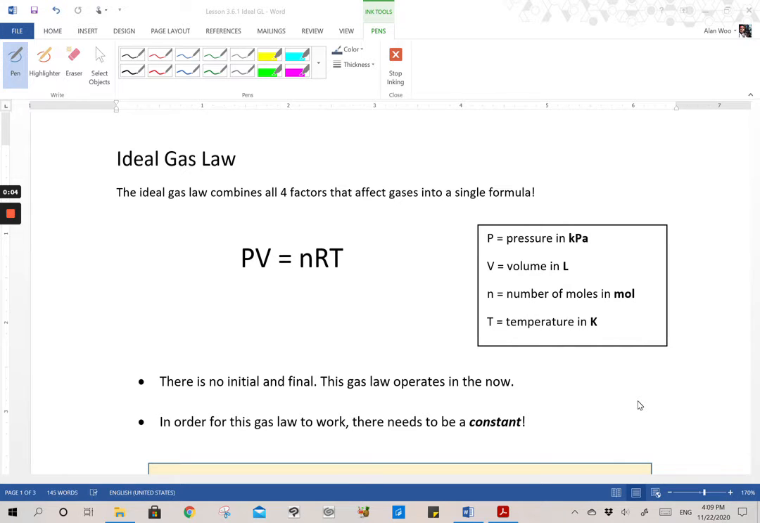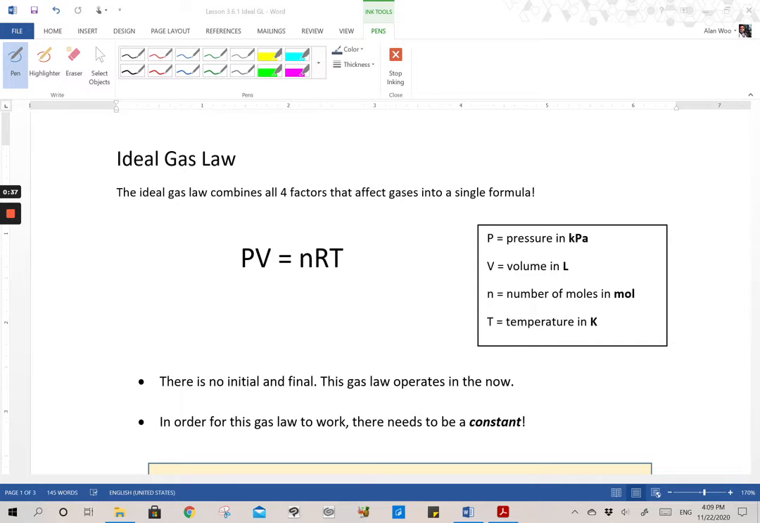Hi everyone. In today's class, we're going to look at the final gas law called the ideal gas law. The ideal gas law basically combines all four factors that affect a particular gas into one single formula. The formula that you see in front of you right now, PV equals nRT, is the ideal gas law. Sometimes we call it PIVNRT for short, but it involves pressure, volume, moles, and temperature.